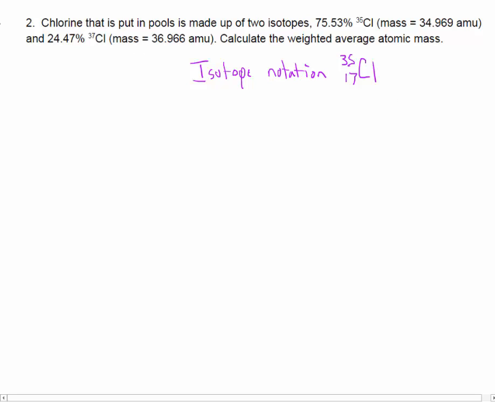Okay, so that is isotope notation, and you'll need to be able to interpret it. So you need to know the big number is your mass number and the bottom number is your atomic number. And then this problem works the same. So we're going to take the mass of chlorine 35, which is 34.969, and we're going to multiply that by its percent abundance as a decimal. So 75.53, if you shift the decimal 2 to the left, is 0.7553.